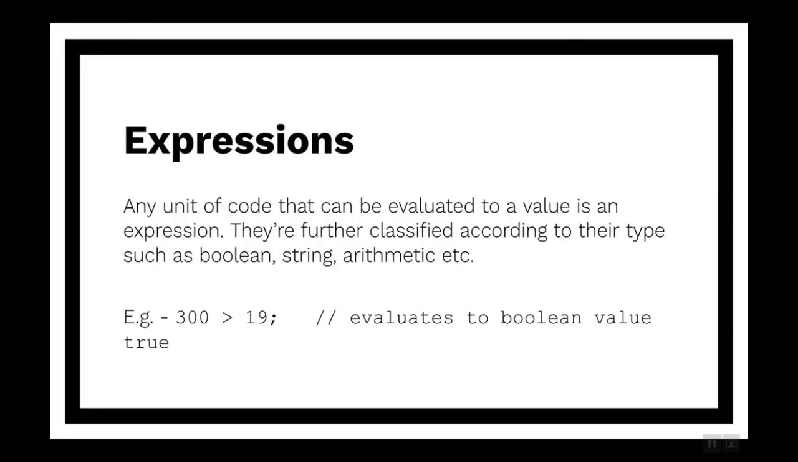So the first thing we are going to understand is what are expressions in JavaScript. So expression is any valid unit of code that resolves to a value. If you look at this example right here, it says 300 greater than 19. Is it true or false? It's true, right? So this expression will resolve to a Boolean value of true. Now expressions can be further categorized into arithmetic, logical, string, and so on. What kind of expression do you think this is?